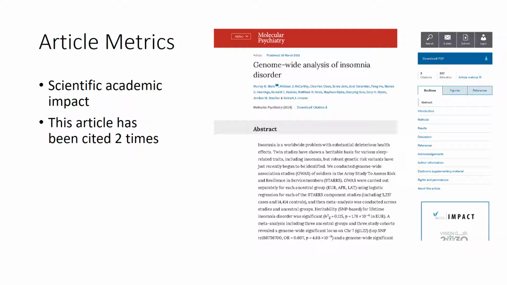It may also be that they strongly disagree with the evidence in the article, so it's worth following up the citations to check. Usually 2 citations is not much, but you might notice that this article is only new. It was published in March 2018, and that means there hasn't been much time for the findings to be integrated into subsequent articles. So actually, in such a short period of time, 2 citations is actually really quite good.